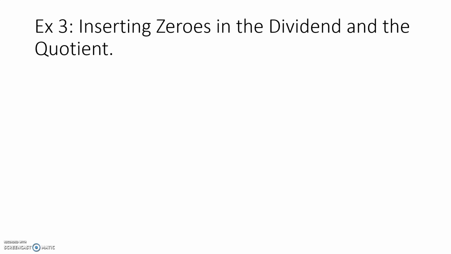Okay, example 3, inserting zeros in the dividend and the quotient. Sometimes we can't just stop when we get to 0 when we're doing division. Sometimes we need to keep adding. Let me explain by example. It's hard to explain. So if you have to divide 2 and 45 hundredths divided by 7 thousandths, all right?